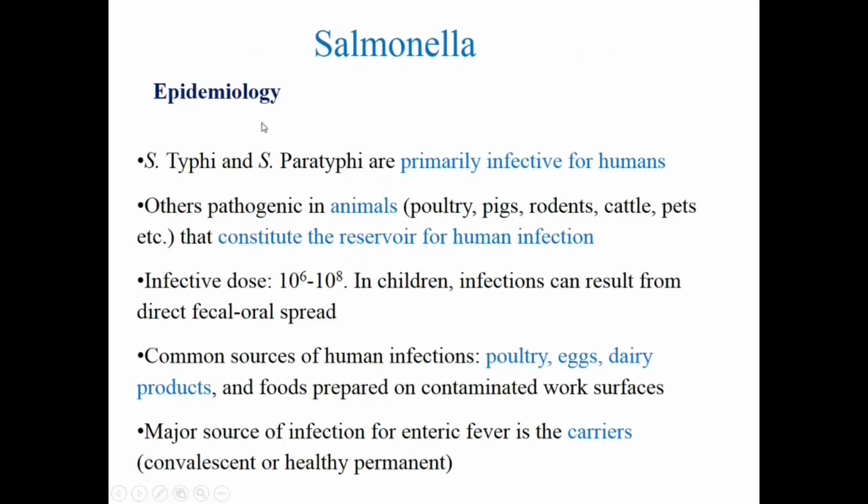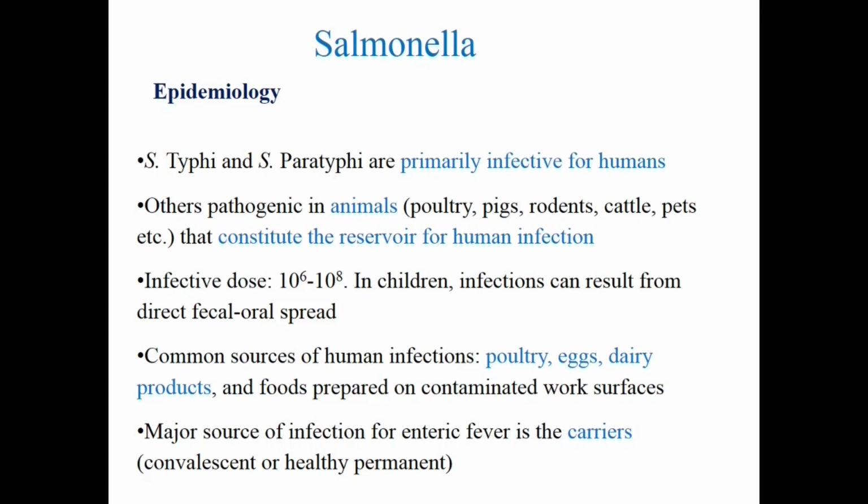So you must understand that Salmonella typhi and paratyphi are primarily infective for humans. The other species of Salmonella are pathogenic in animals, like poultry, pigs, rodents and so on, and they constitute the reservoir for human infection. For example, the non-typhoidal Salmonella mainly cause an enteric fever-like picture in rodents, but it can spill over and cause human infection, where it can present with GI symptoms or sepsis.